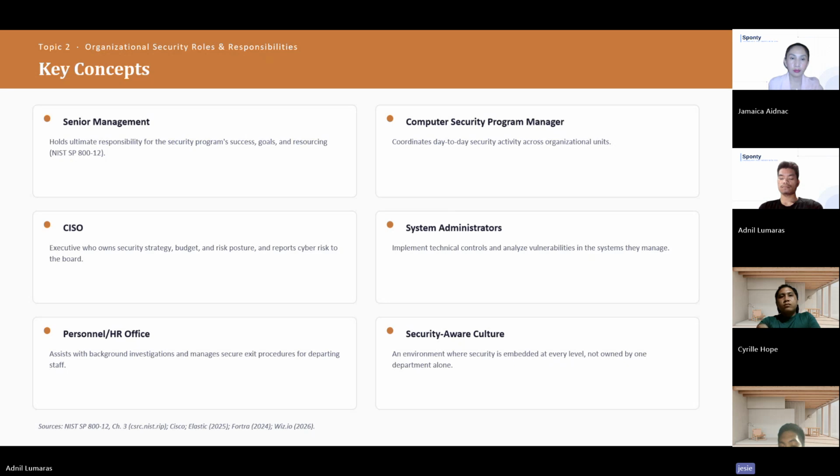is what current CISO guidance calls a security culture: a working environment where security is embedded in decisions at every level, not treated as one department's exclusive problem.